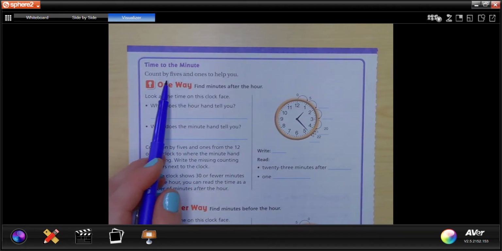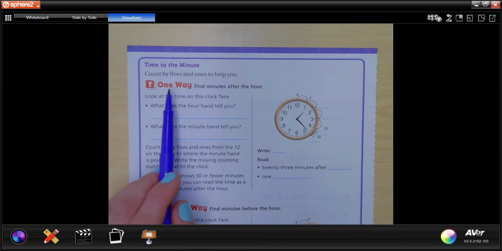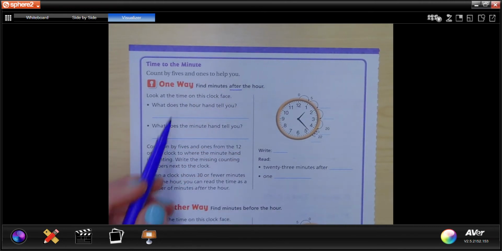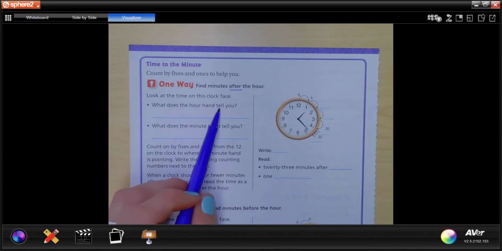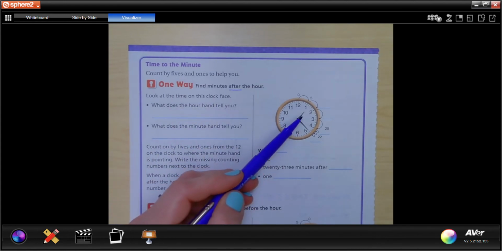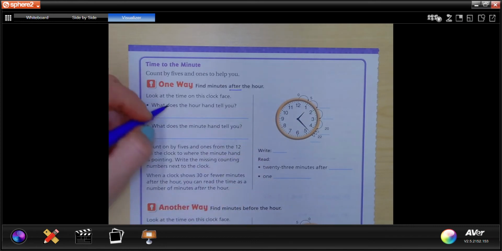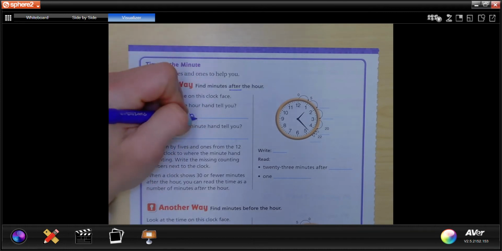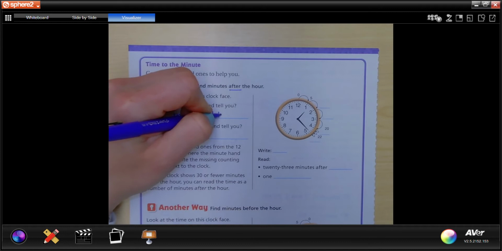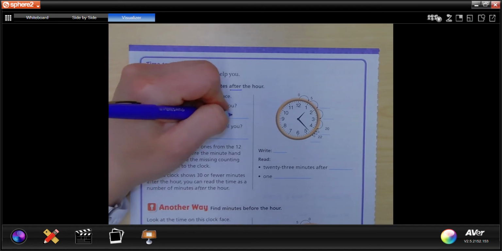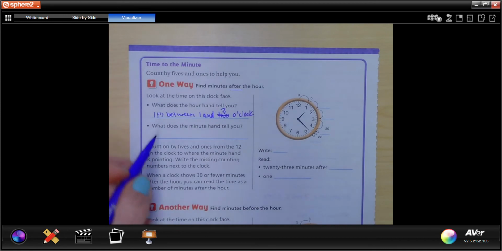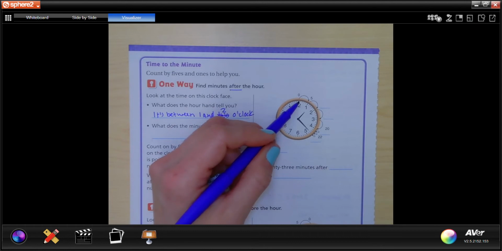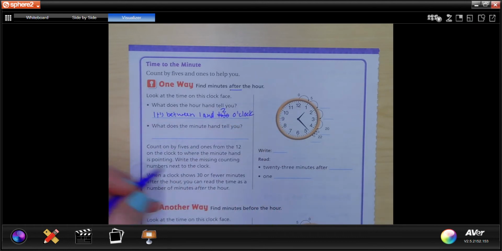Time to the minute. Count by fives and ones to help you. One way. Find minutes after the hour. Look at the time on this clock face. What does the hour hand tell you? Well, we look. The hour hand's the short hand. It's between 1 and 2 o'clock. What does the minute hand tell you? Well, it's after 1, but it's before 1:30, right?